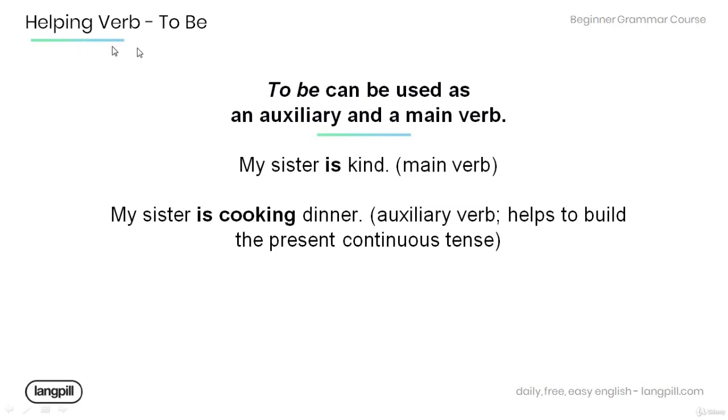Note that the helping verb to be can be used as an auxiliary and a main verb. Have a look at the following examples. My sister is kind. Now in this sentence, the verb is the main verb. And in this sentence, my sister is cooking dinner. The verb is an auxiliary verb that helps to build the present continuous tense. Cooking dinner.